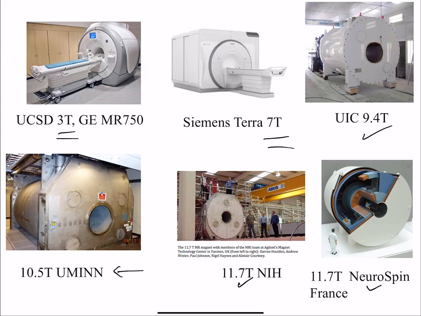So if you want 3 tesla, that's 3 million. If you want 7 tesla, that's 7 million. And then there's typically siting costs. It might take several million to build a building and get all the shielding and everything. So it's not cheap, and so that's why people are always looking, are there cheaper ways of doing it?